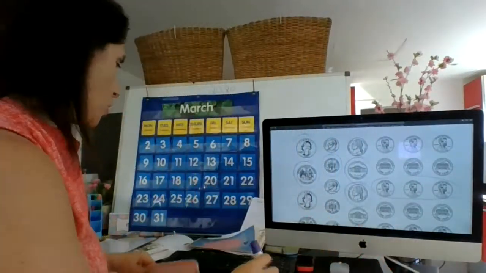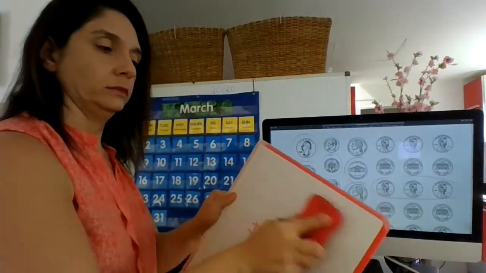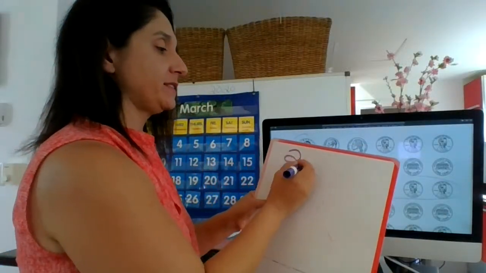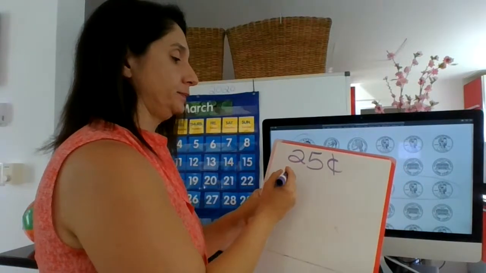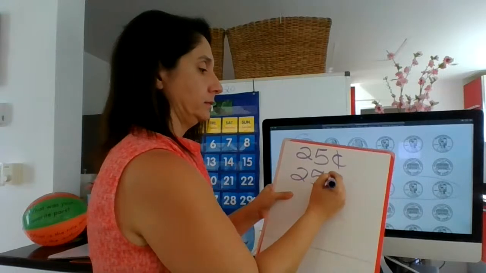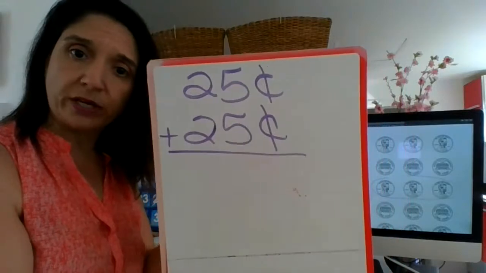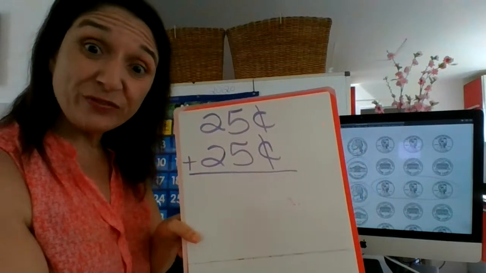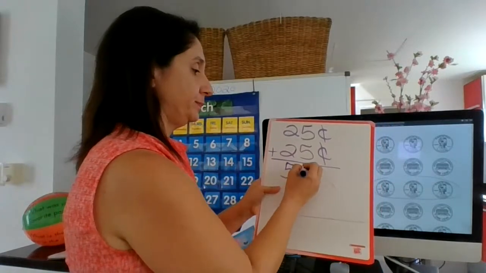2 quarters. So how much is a quarter? Who remembers? Very good. It's 25 cents, right? So if I have 2 quarters, 25 cents plus 25 cents, right? Who knows what 25 cents plus 25 cents is? Very good. It's 50 cents, right? So we have 50 cents.